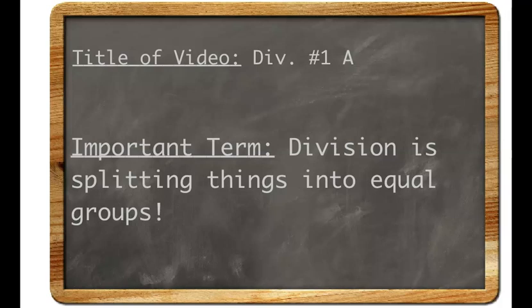First of all, at the top of your page where it says title of video, you need to write Division 1A. Make sure you get that letter A on there. You can abbreviate Division DIV period number 1A. Right below that where it says important term or definition, you need to write division is splitting things into equal groups. When you get that done, come on back and we'll get started.